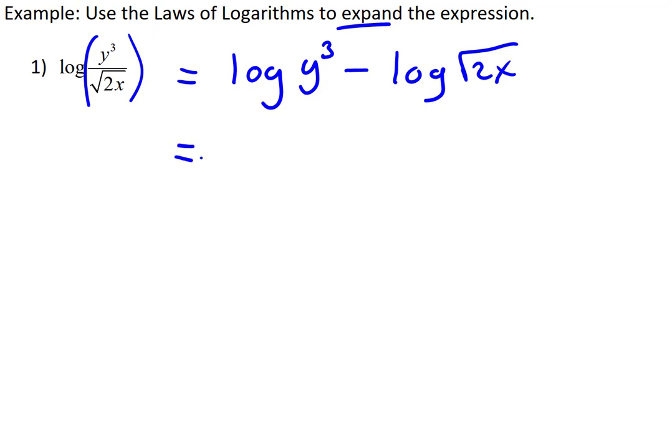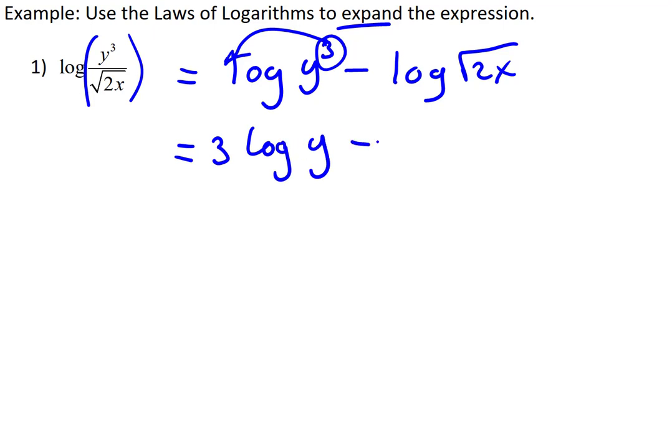But there's more we can do, as you can probably tell here. We have a power with the y, the input of that first log term. That power could be thrown down in front using the power rule or law, so that it can turn into 3 times the log of y.